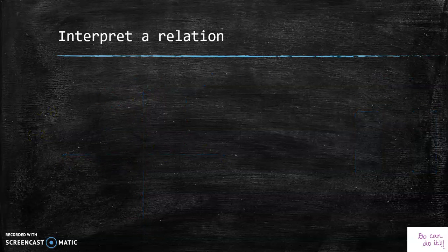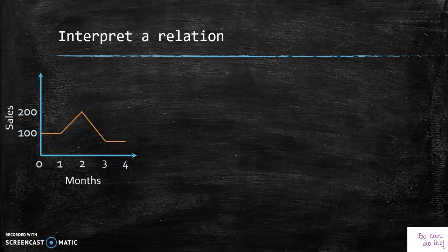Now let's try this. How to interpret a relation. So when you are given a graph, this is your x-axis and this is your y-axis. And in a company, they are showing you the sales for the months. So this x-axis represents the month and y-axis represents the sales. So what do you understand from this relation? If they ask you to interpret the graph, what do you say?